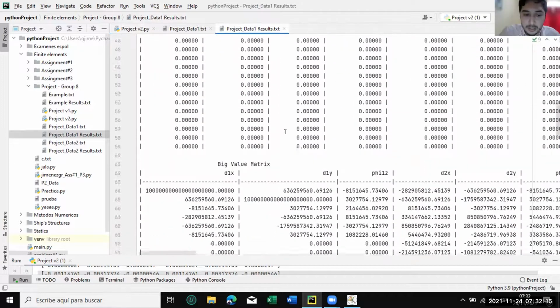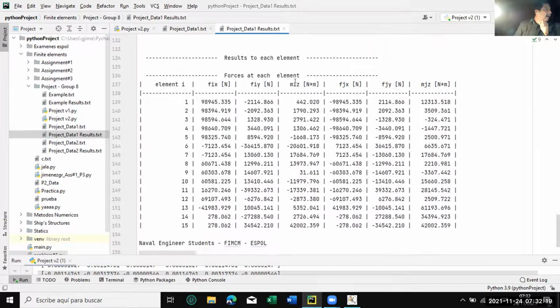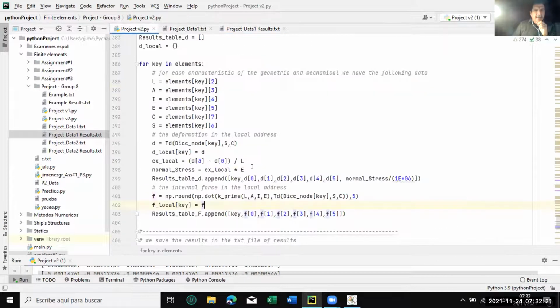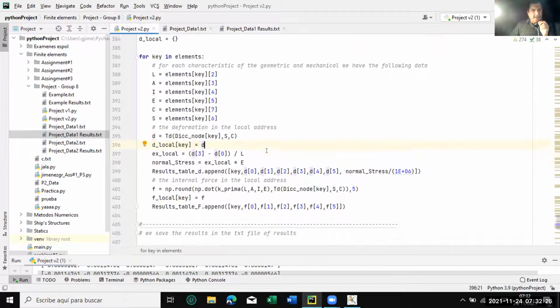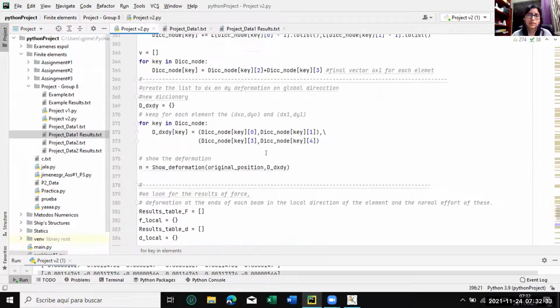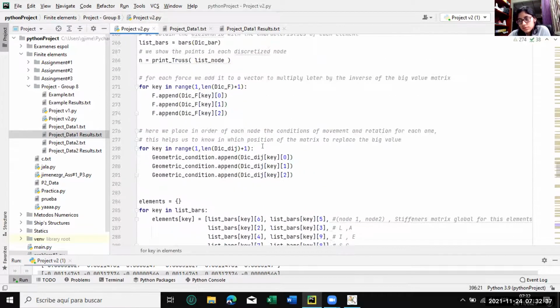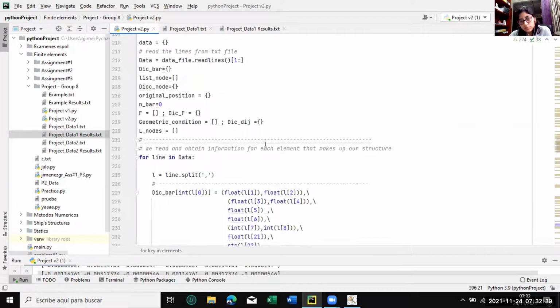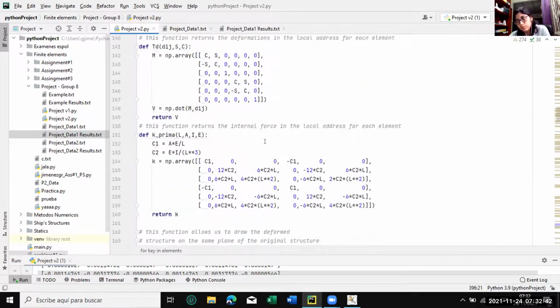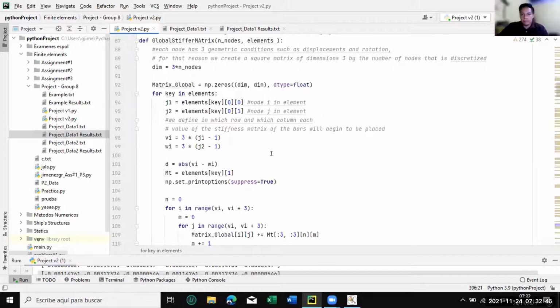Okay. Miss Pincay, can you hear me? Yes, doctor. What commands did you use to solve the global system of equations? Okay, can you put up the global matrix, please? Here we have the global.